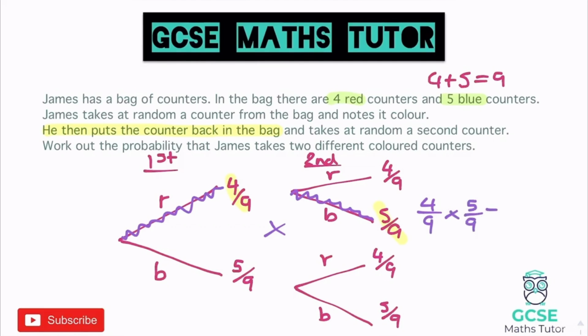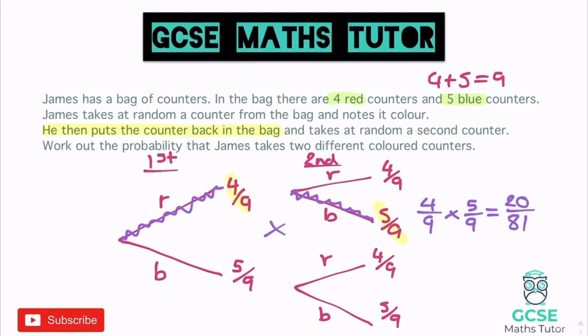Not to forget, when you're multiplying fractions, you multiply the top numbers. So 4 times 5 is 20, and 9 times 9 is 81. So the probability of getting a red and then a blue is 20 out of 81. Now, not that that one can simplify, but you do not need to simplify fractions when it comes to probability.